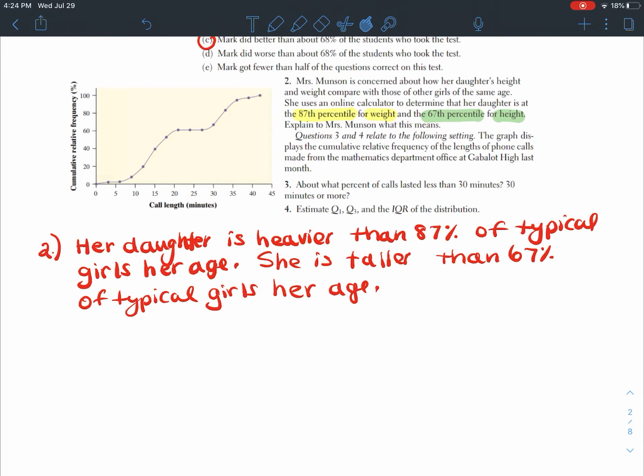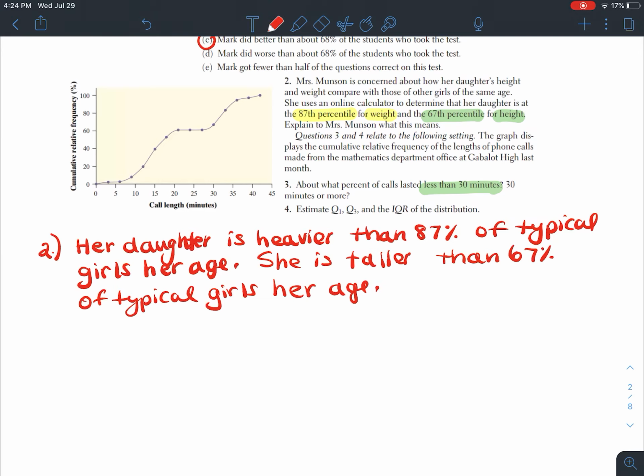Okay, let's look at number 3 here. Questions 3 and 4, we are to use this cumulative relative frequency graph here off to the side. It says it represents the length of phone calls made from the math department office at Gabolet High School last month. About what percent of the calls lasted less than 30 minutes? And then it says 30 minutes or more.